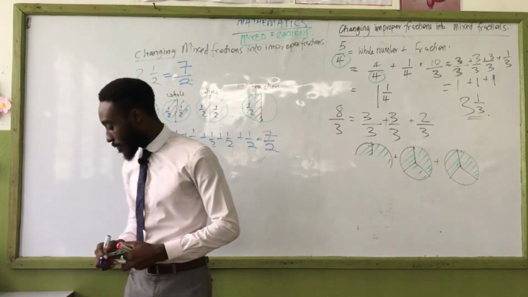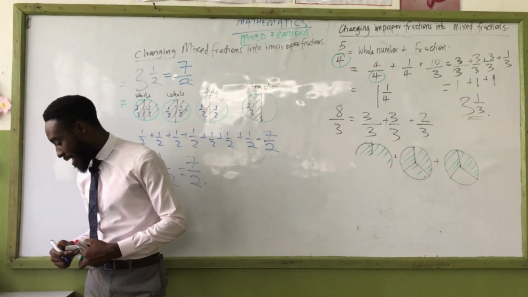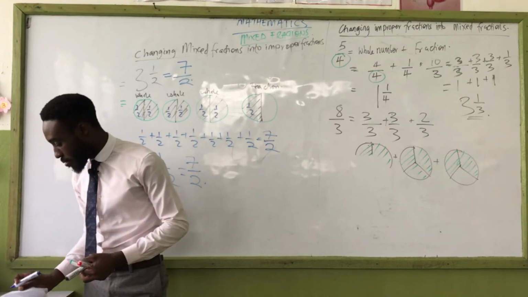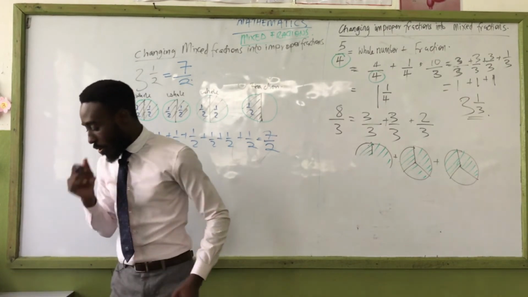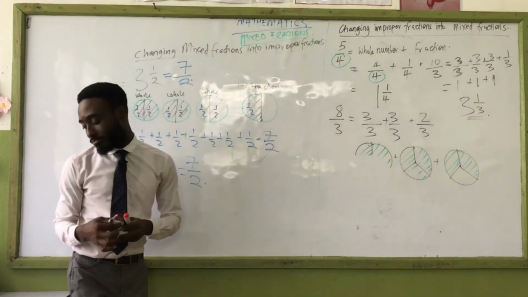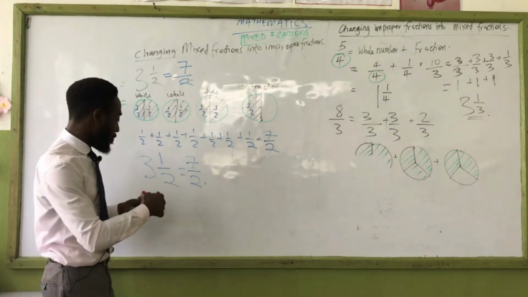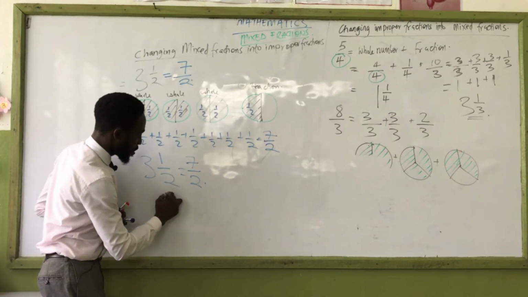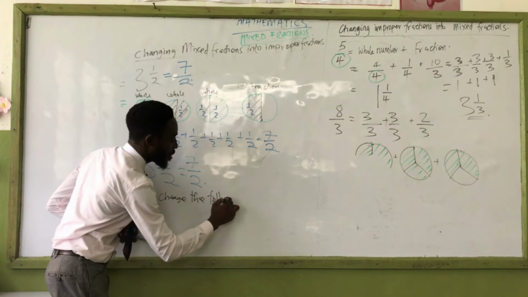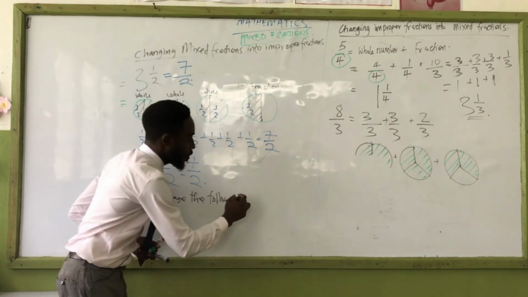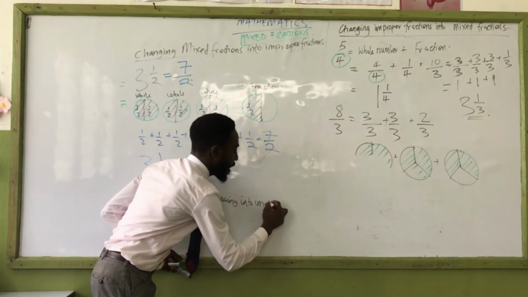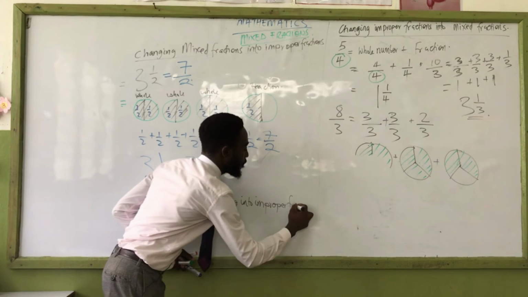Let's try our hands on a few examples. Are you ready? Yeah. So change the following into improper fractions.